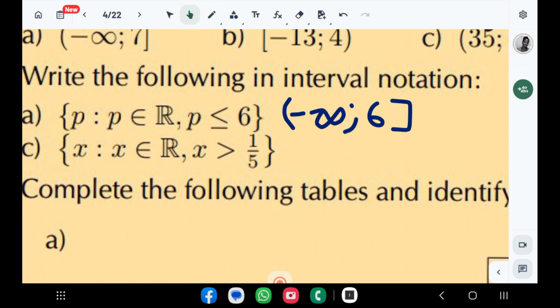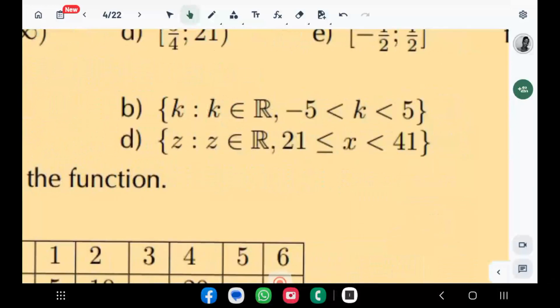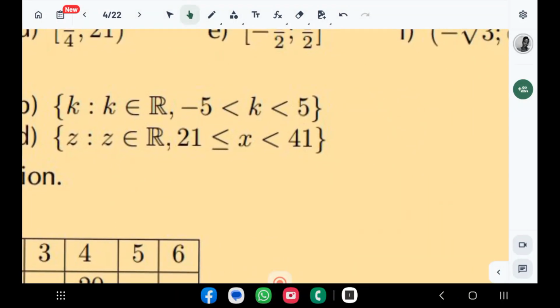All right, next one says x maps, x is an element of real numbers such that x is greater than a fifth. All right, so that means a fifth is not included, so we have a round bracket there, and infinity on the other end, positive infinity. Next question, k maps, k is an element of real numbers such that it's between negative 5 and 5, not including either end. So we've got round brackets, easy peasy here.